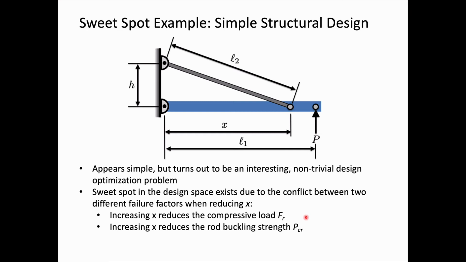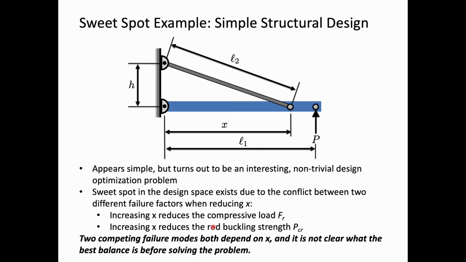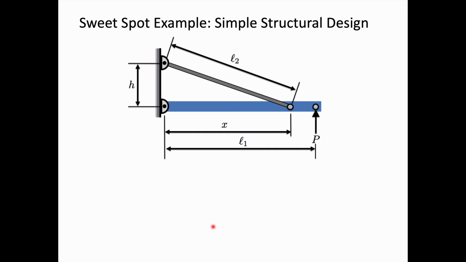And we can calculate what this critical load is, and if we increase the length of the rod, that's going to reduce the buckling strength of the rod. So increasing X is good from a yield perspective, but bad from a buckling perspective. These two competing failure modes both depend on X, and just looking at this problem, it's not clear what the best balance is before we actually solve it.